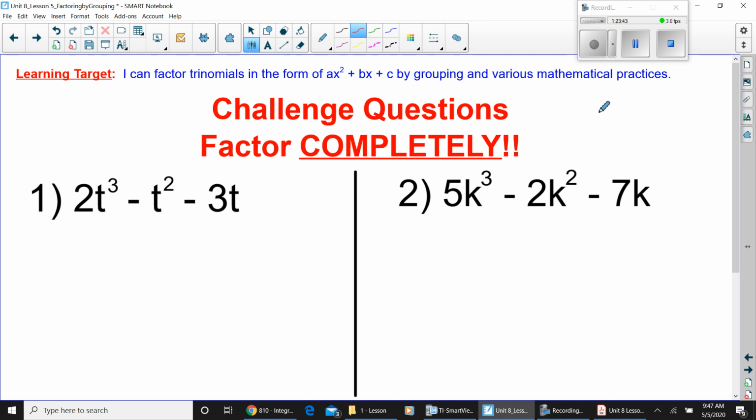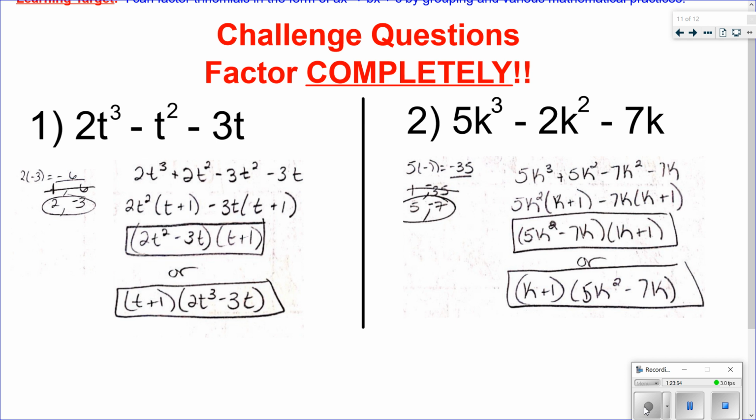Go ahead, see if you could figure out these challenge questions. Factor completely. Press pause, and we'll come back with the answers. Press pause now. Okay, so the challenge questions. 2 times negative 3 is what I would start out with, and that's negative 6. And you have to find 2 factors that multiply to negative 6 and that add to negative 1, and that is negative 3 times 2.